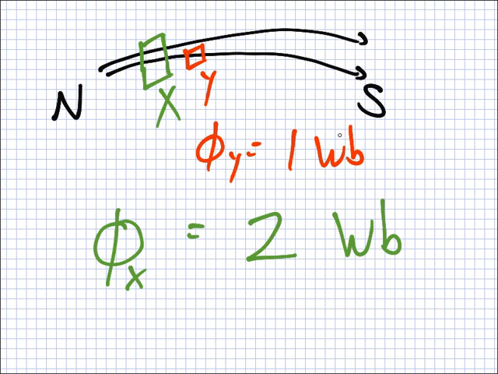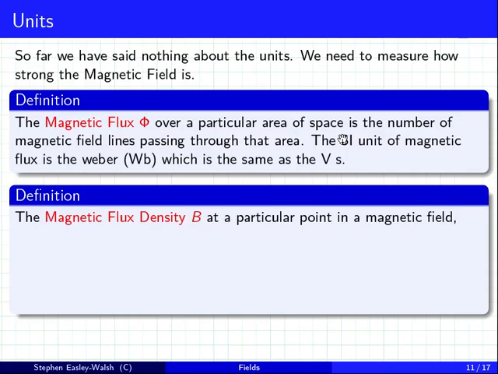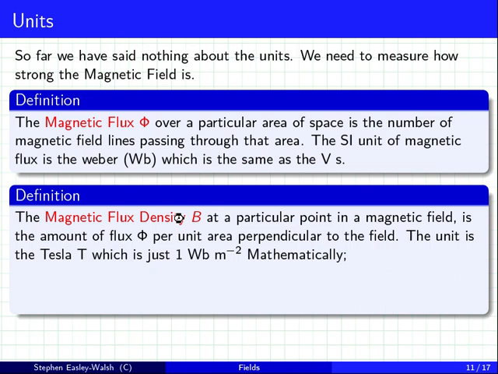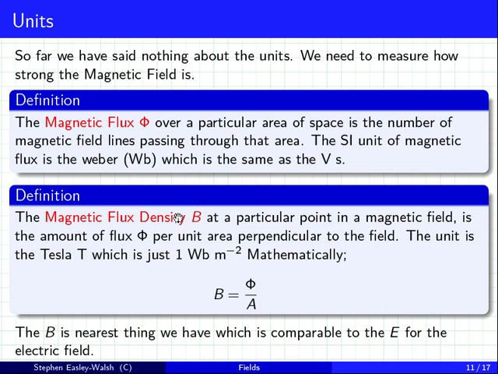Well, we could look at the flux per unit area, per meter squared. And that gives us the next definition, which is called the magnetic flux density. And this is the amount of magnetic flux per unit area. So go on, have a guess at what the formula is for B. Yeah, the flux over area. And the unit would be a Weber per meter squared.